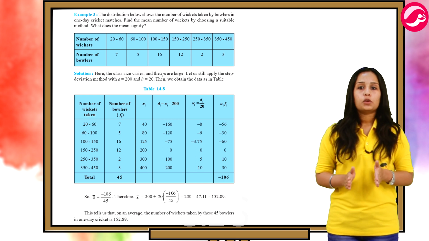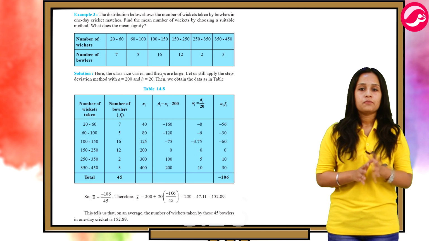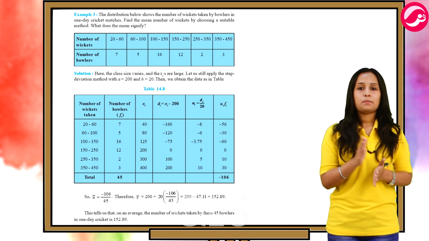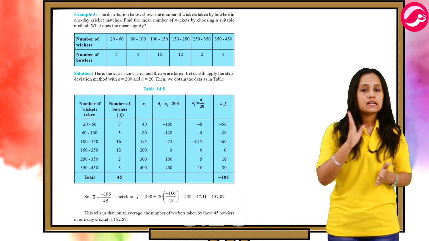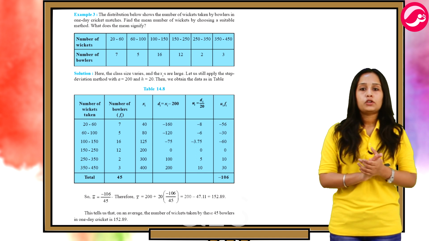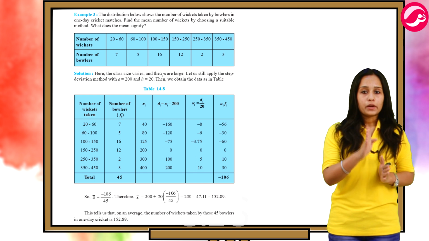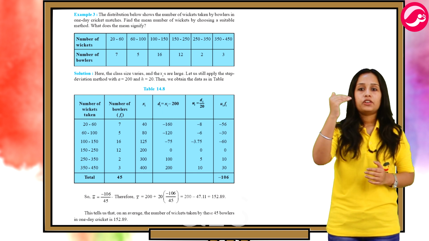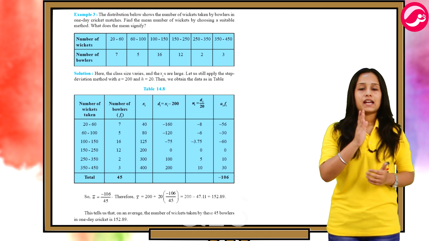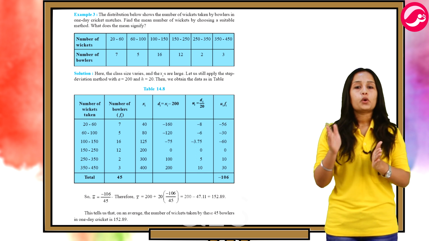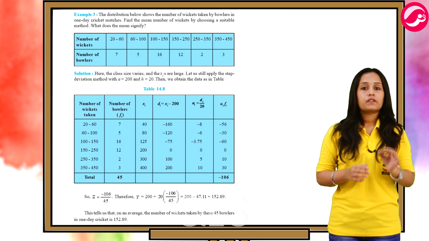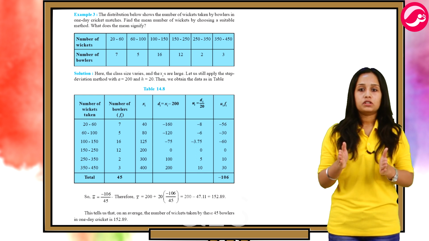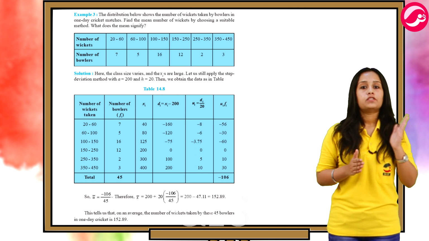So applying the formula for step deviation, we have x bar is equal to a plus h into sigma of fi di divided by sigma of fi, that is equal to 200 plus 20 into minus 106 divided by 45, that is equal to 152.89. This tells us that on an average, the number of wickets taken by these 45 bowlers in one-day cricket is 152.89.